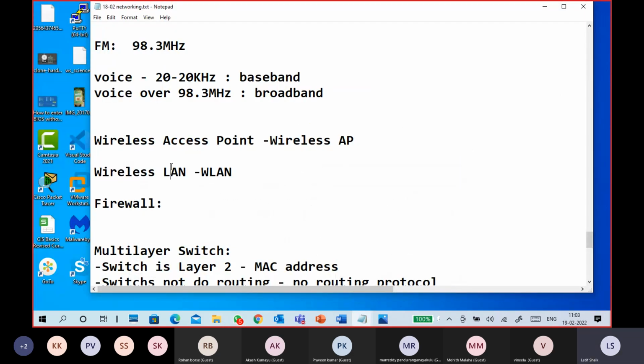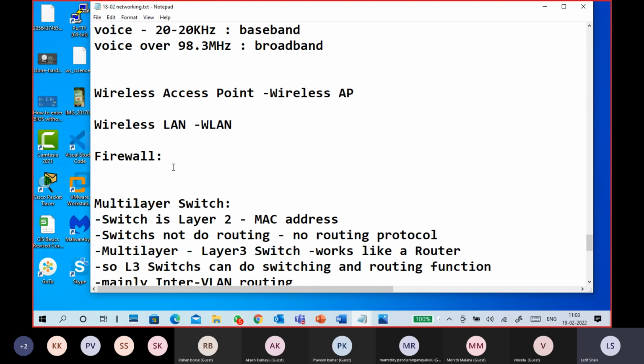Wireless LAN is also called WLAN. When you see WLAN, it means wireless LAN. WAN means wide area network, meaning the internet connection. LAN is a local area network, meaning your private network. VLAN is also there; I will explain VLAN today.